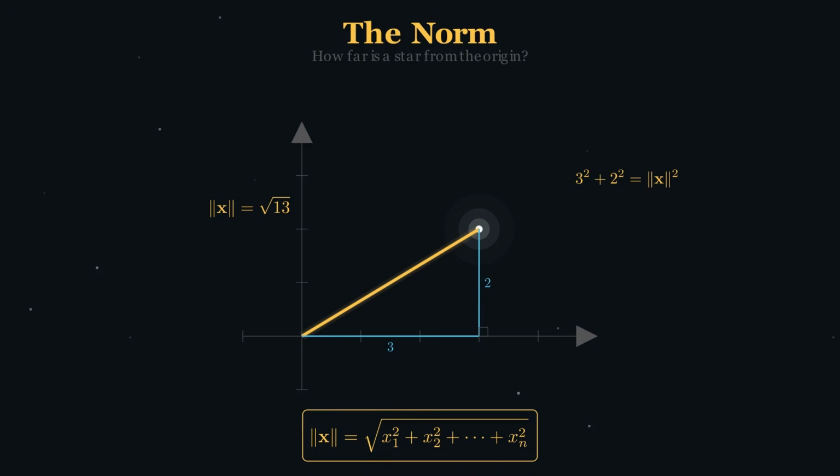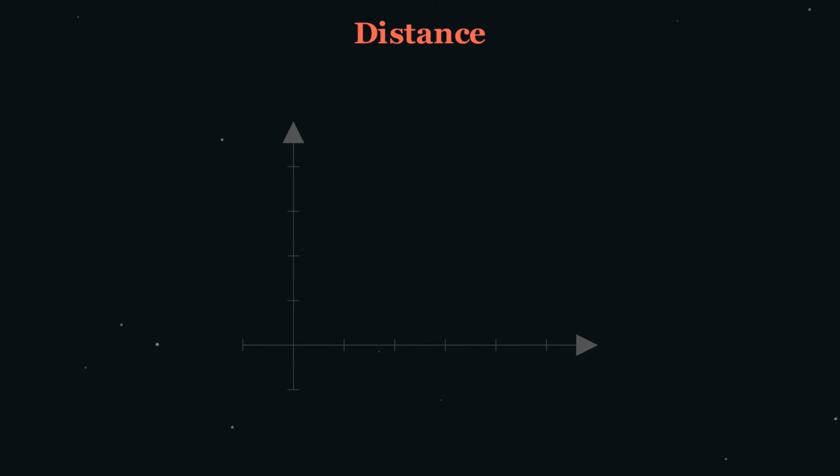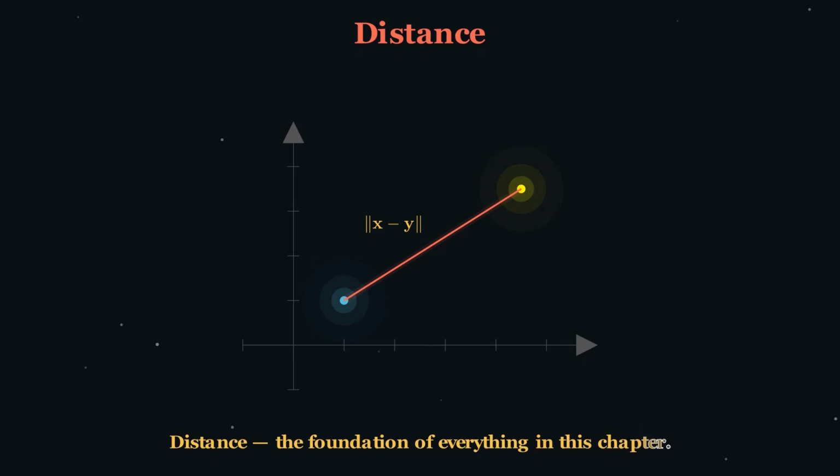In 2 dimensions, this is literally just the Pythagorean theorem. You know, a squared plus b squared equals c squared. That's all the norm is. Pythagoras generalized to any number of dimensions. And now watch this. The norm of x minus y? That gives us the distance between 2 points, x and y. It tells you how far apart they are. And that concept of distance is going to be the foundation of everything we do in this chapter.